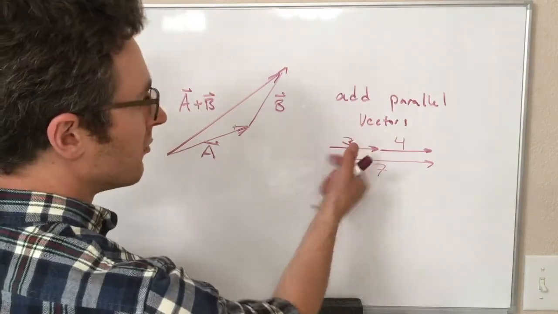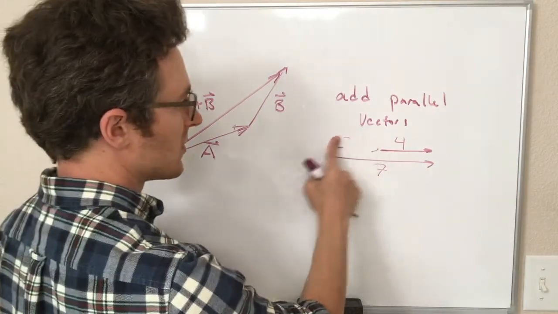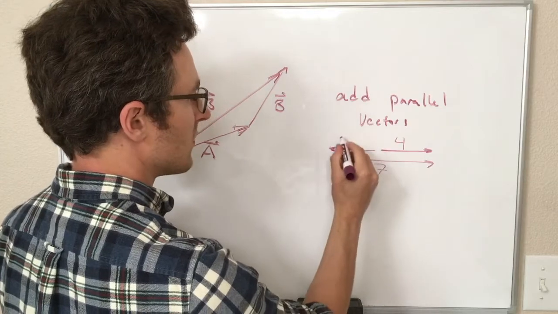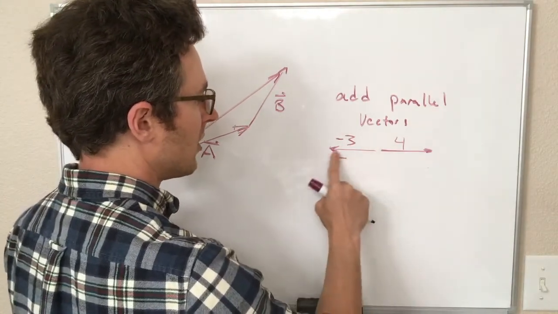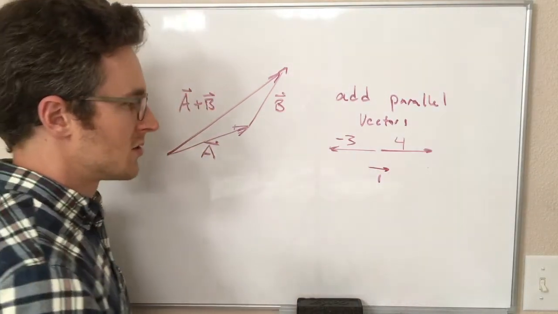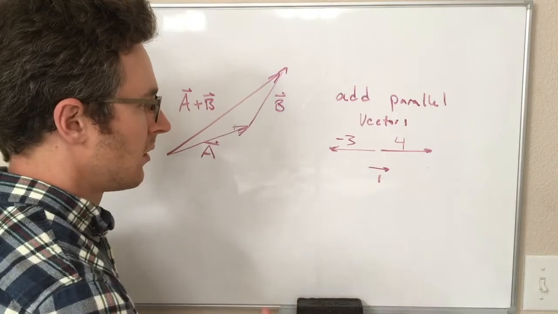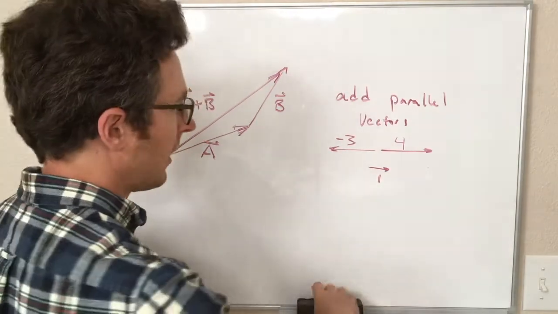If one of these were negative, pointing that way, then we would have to add a minus sign. So if this was pointing this way, we'll just do that like this. So if this was minus 3 and 4, then we do have to worry about that, and we end up with a vector that's just 1 to the right. And if you're interested, I can explain why this is, but we're not going to worry about that right now.